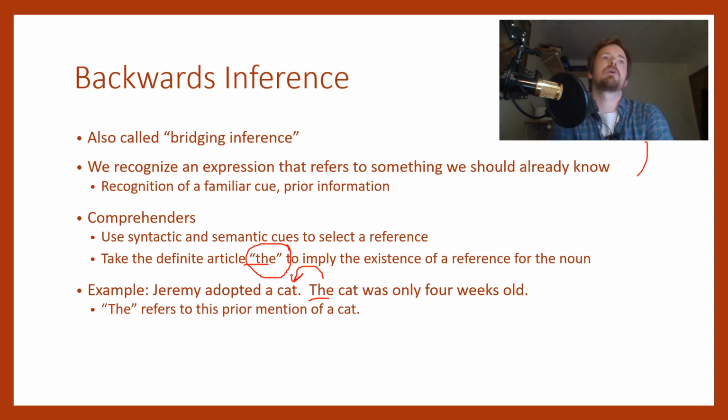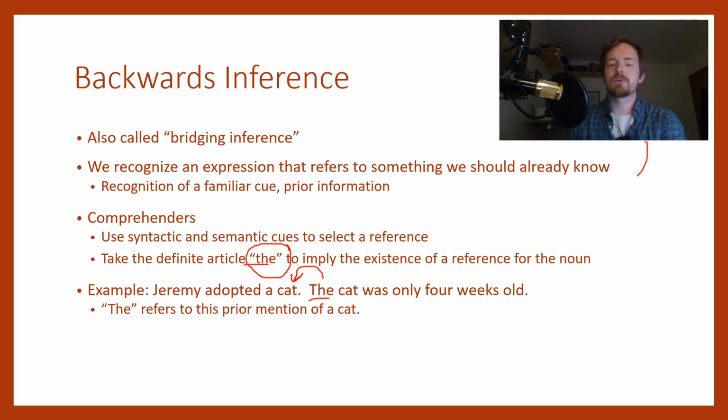For example, if you just got this phrase, the cat was 4 weeks old, that's fine. You don't know what cat it's talking about though, right? And then let's say that you just swap these sentences around, so that you said, the cat was only 4 weeks old, Jeremy adopted a cat. There'd be a little bit of confusion there, right?